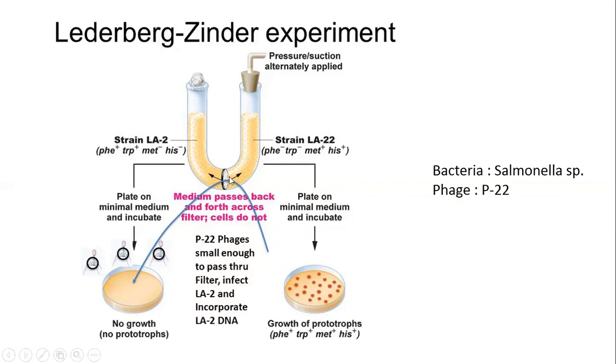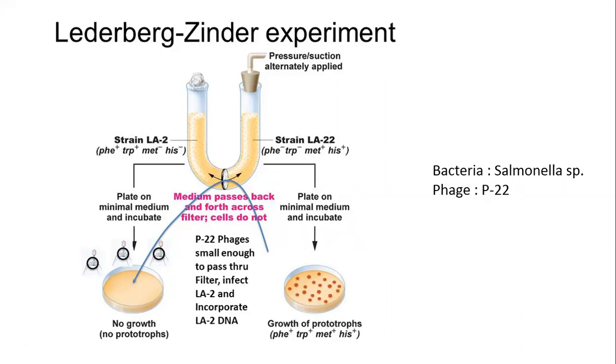In the middle of this arm there was a glass filter, and two strains were used in this experiment. One is LA22 and another one is LA2. These are separated by this glass filter, and no bacterial cell can pass through this filter. But when they plated on the minimal media and incubated, they found that no growth, no prototrophs were found on one side, but here the growth of prototrophs can be found.